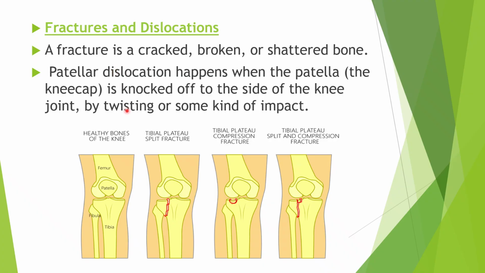Fractures and dislocations of the bones forming the knee joint are common. A fracture is a cracked, broken or shattered bone. Patellar dislocation can happen. Usually there will be an abnormal bulge on the side of the knee whenever there is a fracture, and the patient may be unable to walk.